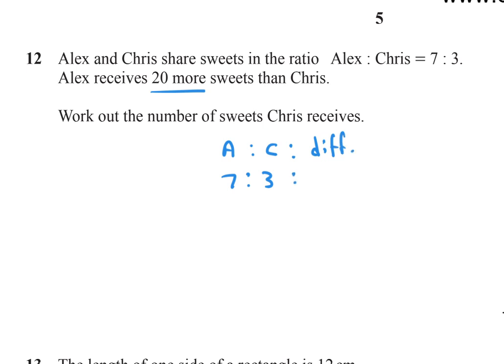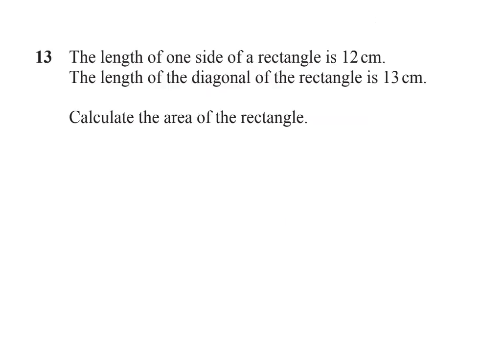The difference in parts is 7 minus 3 equals 4. The difference between them is 20 sweets. Now we need to find the number of sweets Chris receives. With the cross multiply method you can find Chris's share. So 20 multiply 3 divide 4 equals 15 sweets.